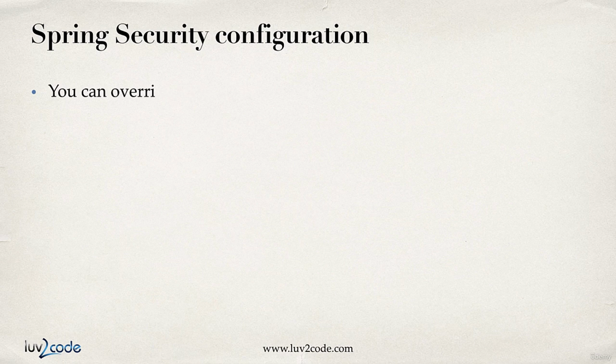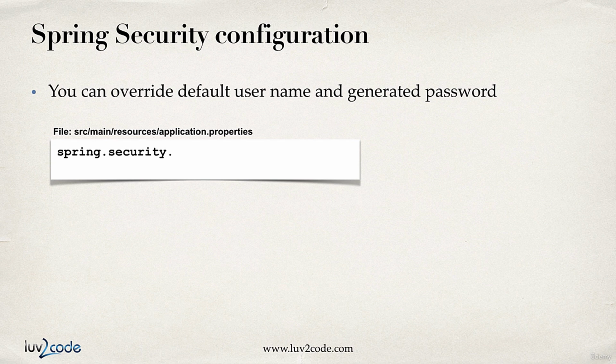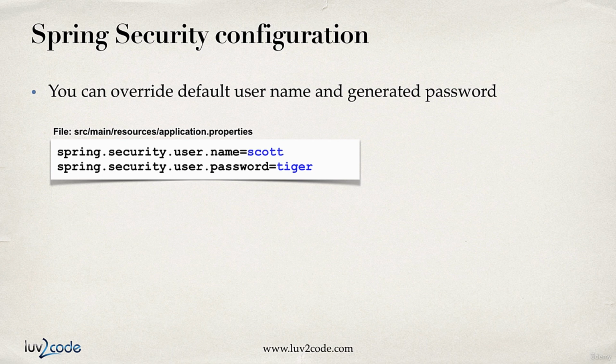But now, what if you wanted to override those defaults and give your own username and password? Well, in the application.properties file, you can say spring.security.user.name equals Scott, and spring.security.user.password equals Tiger, or whatever password you want to give. Those are the actual username and password that Spring Security will use when authenticating a given user for accessing those actuator endpoints.